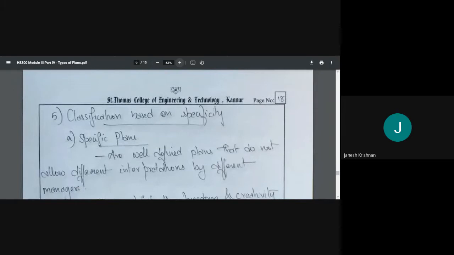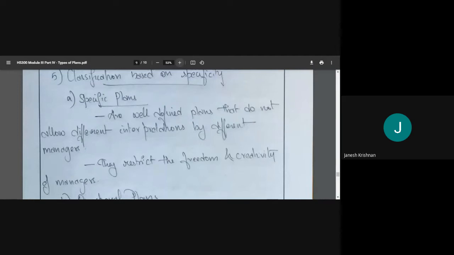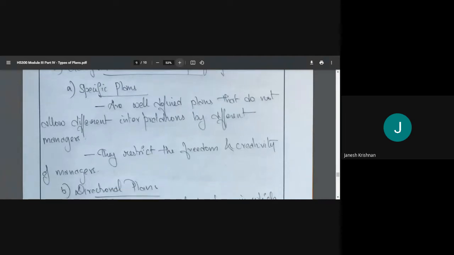Now the fifth classification is based on specificity. Specificity means how specific it is. Okay, classification based on specificity. So how specific our plans are. Specific plans means they are well-defined plans that do not allow different interpretation by different managers. They restrict the freedom of creativity. വളരെ specific ആയിരിക്കും, വളരെ clear cut ആയിരിക്കും.